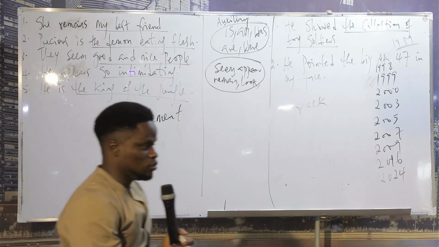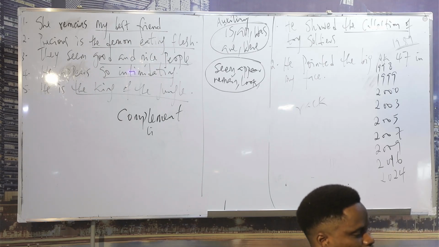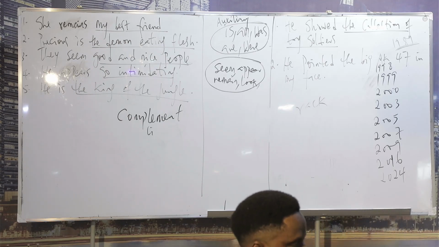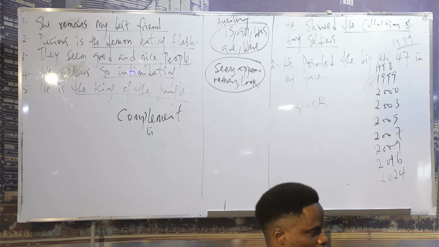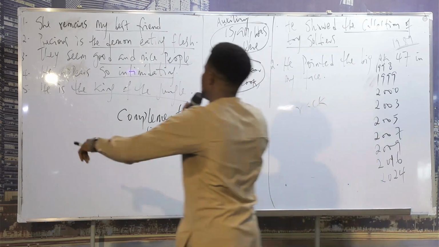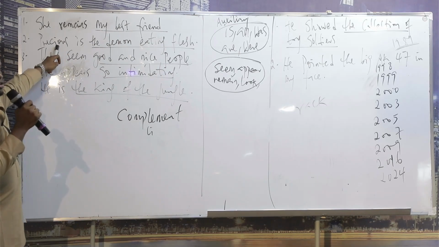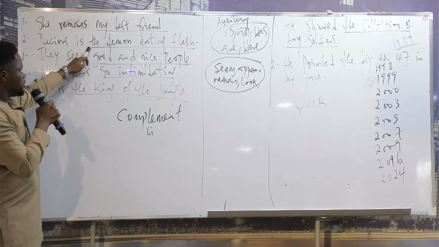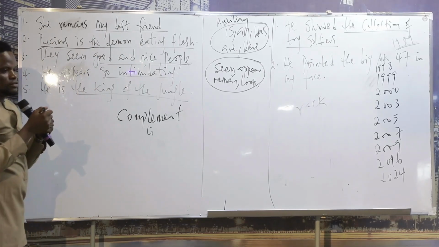Okay, ma'am. Uncle, you said non-finite verb does not have subject and action. In number 2, precious is the demon eating flesh. You said eating is not an action. It's a verb, but non-finite. And you said non-finite does not have subject. That the demon is not a subject. Okay, assuming the subject here is precious. The subject here is what? Precious. Are you with me? Precious is the demon eating flesh. Assuming the underlined is from here.